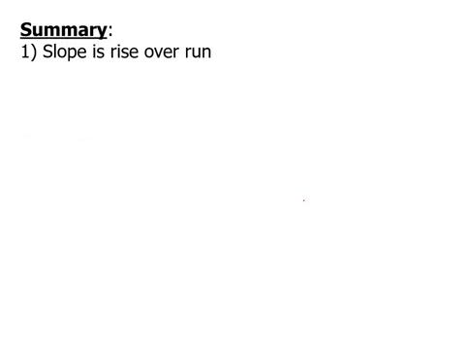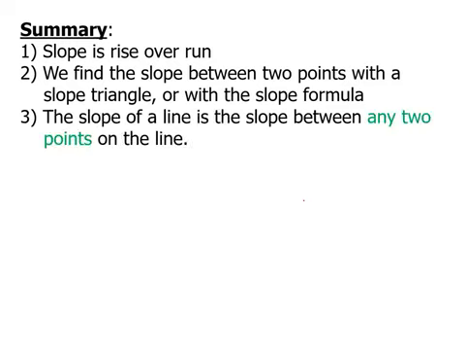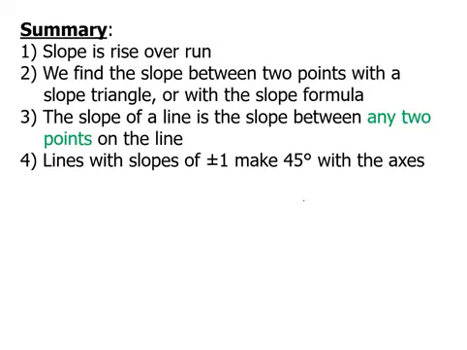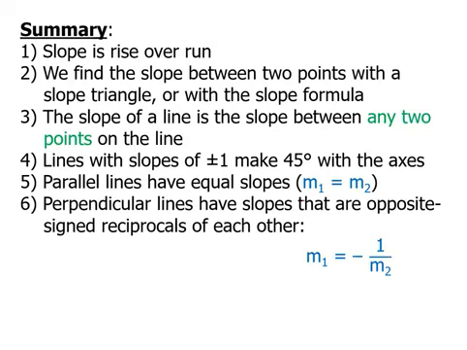In summary, slope is rise over run, and that is a very powerful definition. It lends itself well to slope triangles. We find the slope between 2 points with a slope triangle or with the slope formula. And again, thinking about the geometric and numerical perspectives is very, very helpful with slope. The slope of a line is the slope between any 2 points on the line. Lines with a slope of plus or minus 1 make 45-degree angles with the axes. Parallel lines have equal slopes, and perpendicular lines have slopes that are opposite sign reciprocals of each other.